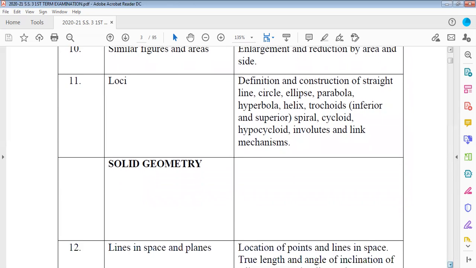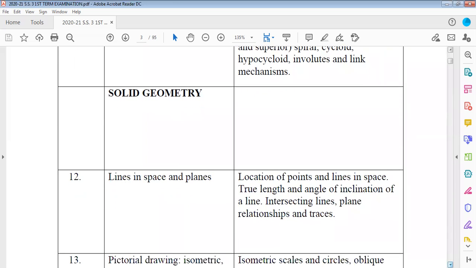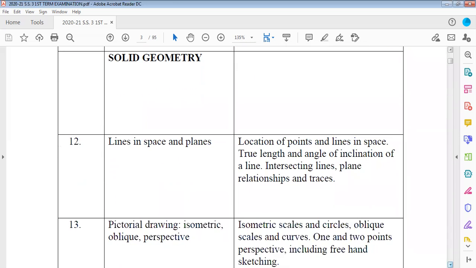Now we come to solid geometry. Under solid geometry, we taught lines in space and planes. How you can locate a point and lines in space. How you can draw the true length and also angle of inclination. How you can find the angle of inclination of a line, how you can find the true length of a line, and those are the things, and how you can find the traces of a line, both vertical and horizontal traces of a given line.